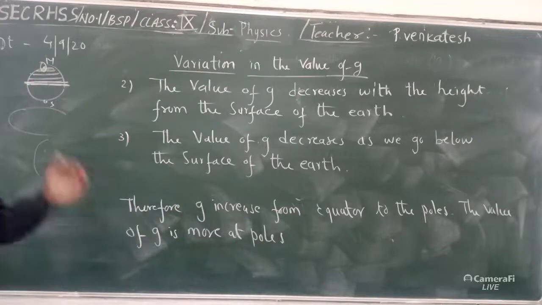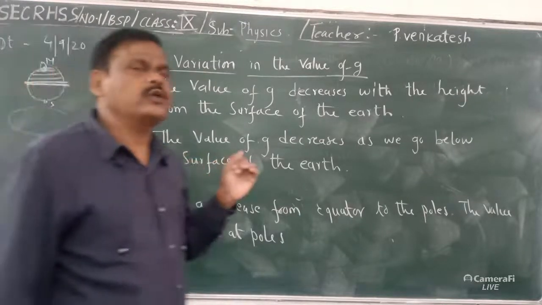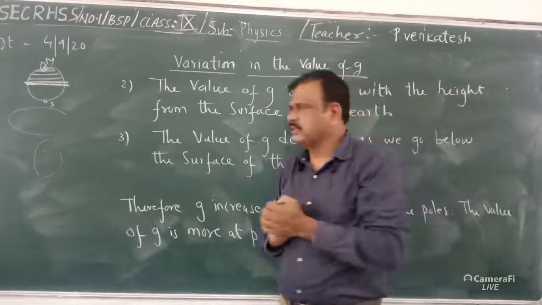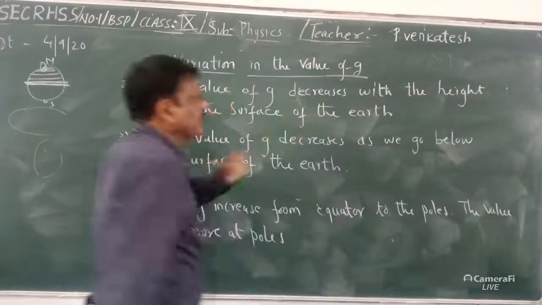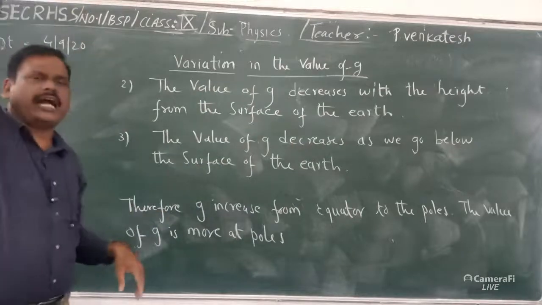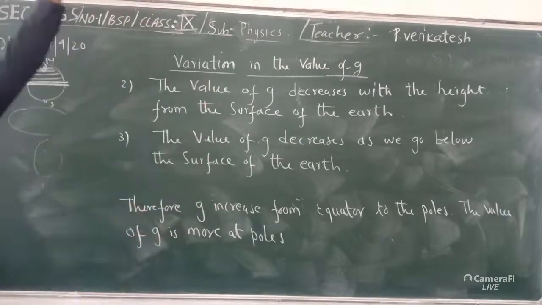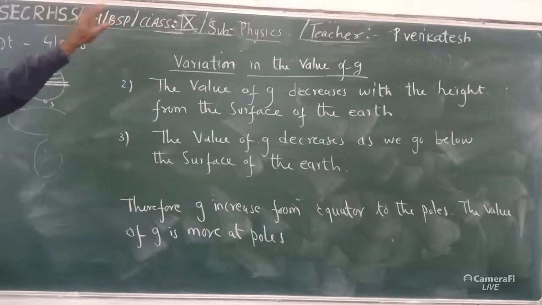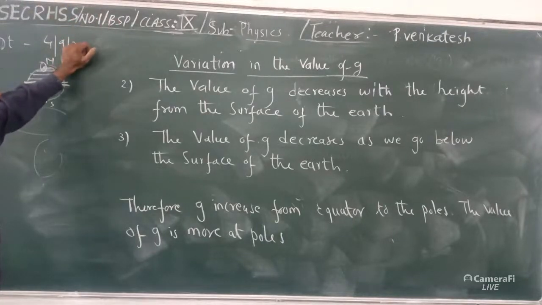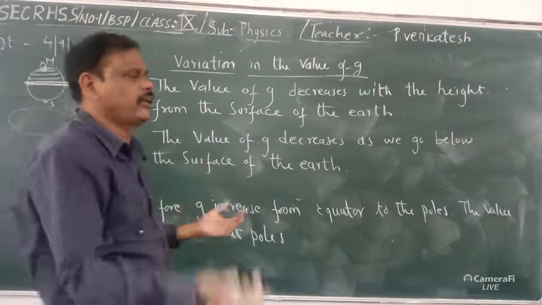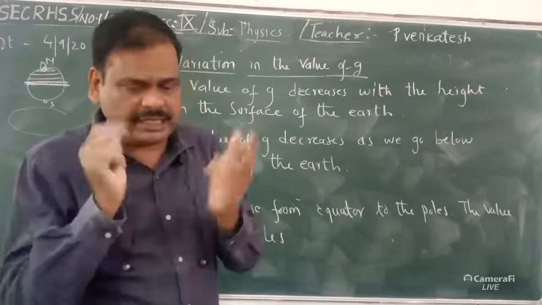Okay. First, it goes on increasing from the equator to the poles. Second, the value of G decreases with the height. जितने ज़्यादा height on the surface, this is the surface of the earth, right here. जितना ऊपर जाओगे from the surface of the earth, it will go on decreasing. Third, the value of G also decreases when you go below the surface. अर्थ के surface से जितना नीचे जाओगे, तब भी value of G क्या होगा? Decrease होगा.